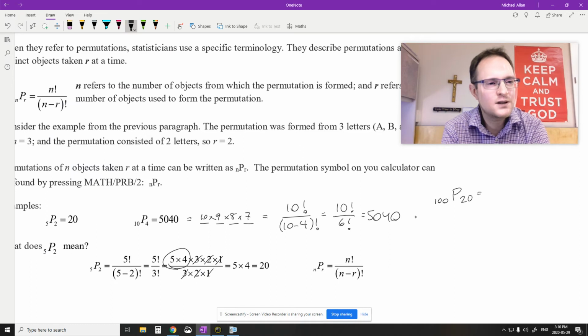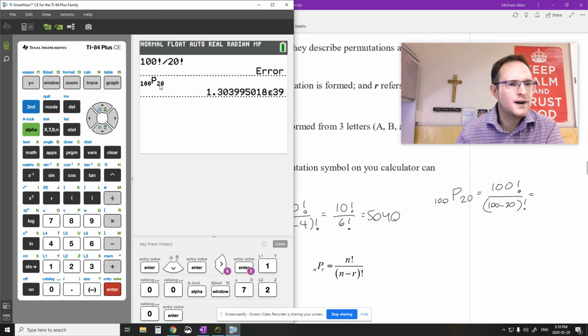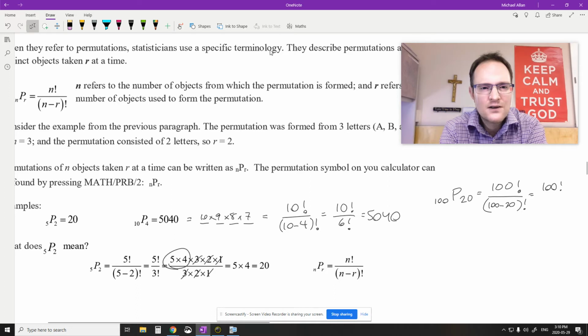So let's go through the steps of what maybe the calculator did in this situation. Based on the formula, we have 100 factorial, which my calculator can't do. On the bottom, we have 100 minus 20 factorial, right? It's actually divided by 80 factorial. It's still giving me an error. I can't do it. Okay, so 100 factorial divided by 80 factorial.